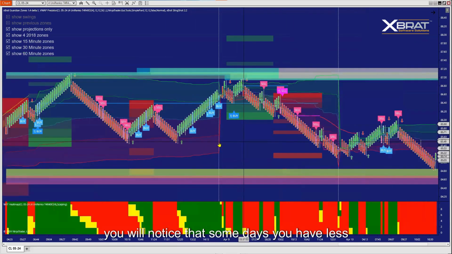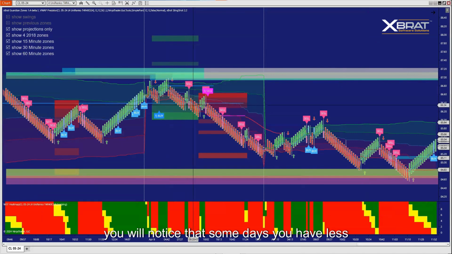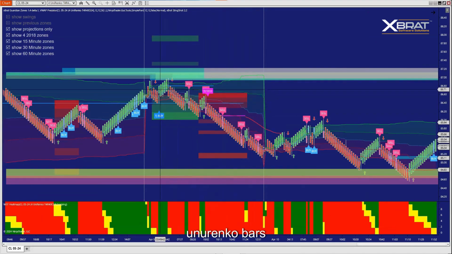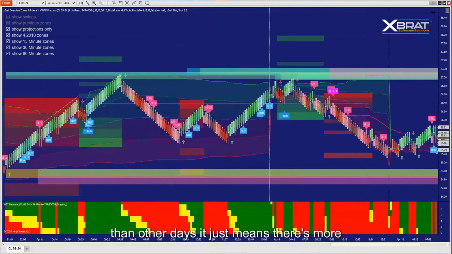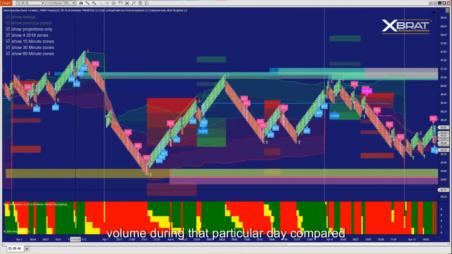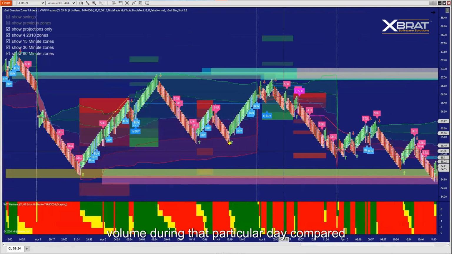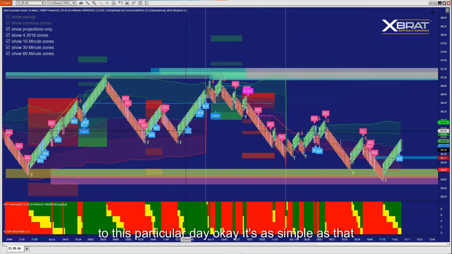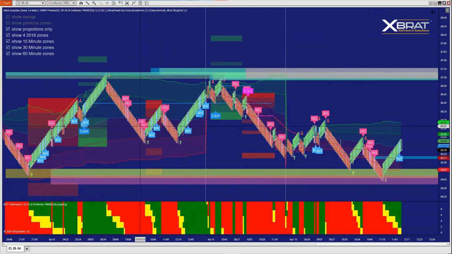Now, you will notice that some days you have fewer Unirenko bars than other days. It just means there's more volume during that particular day compared to this particular day. Okay, it's as simple as that. Remember, it's got to have so much volume within so many candles for 2440, the way that works it out, and then you'll have fewer or more.